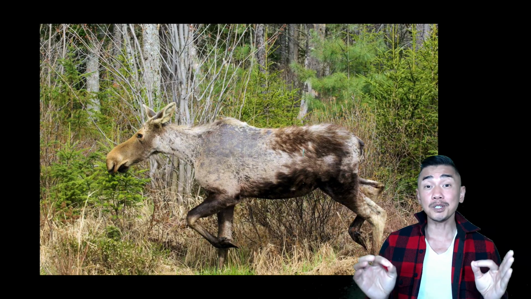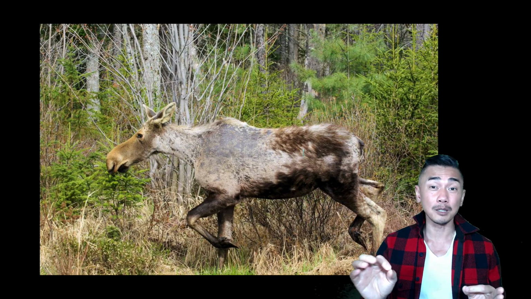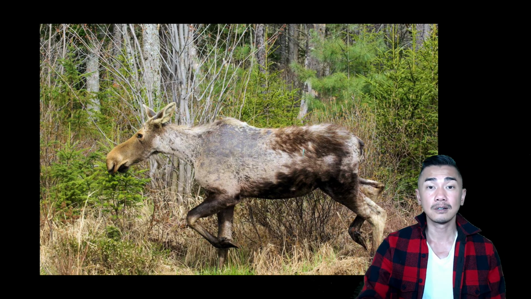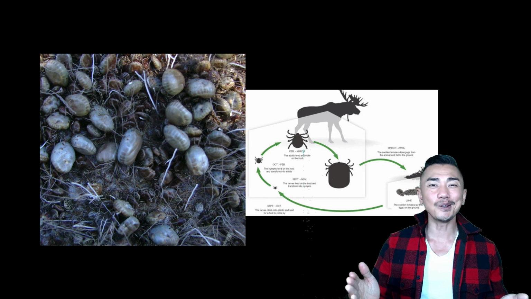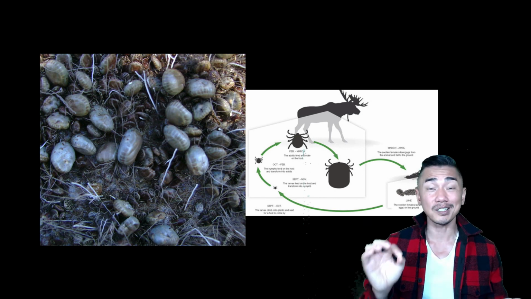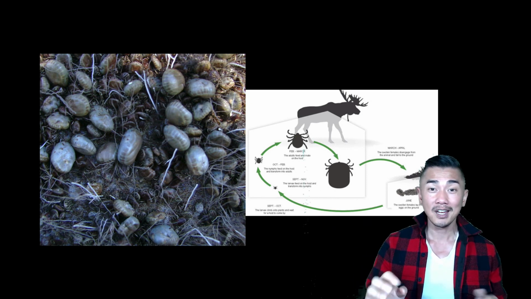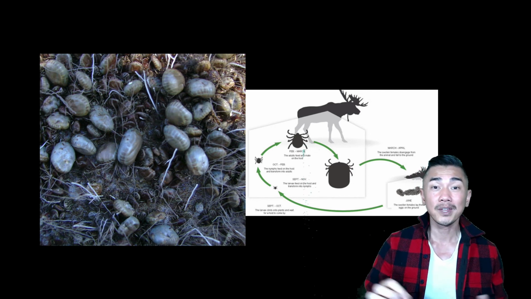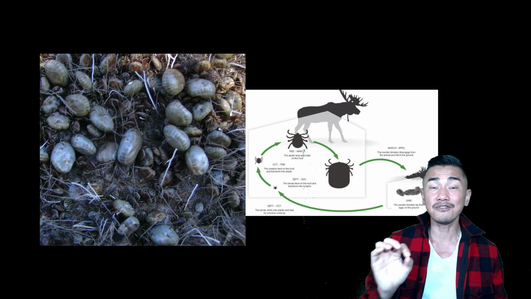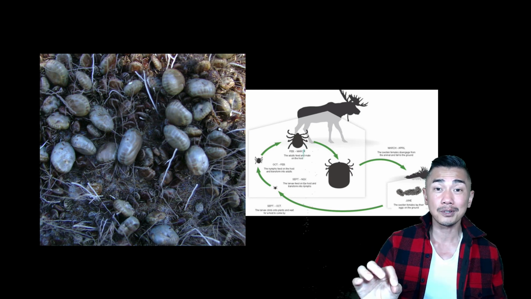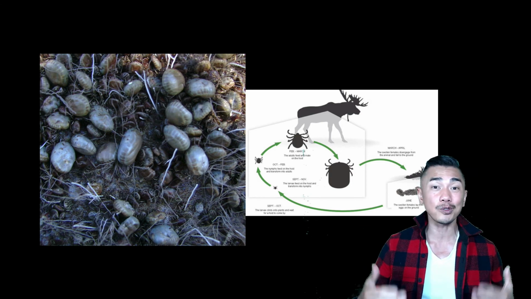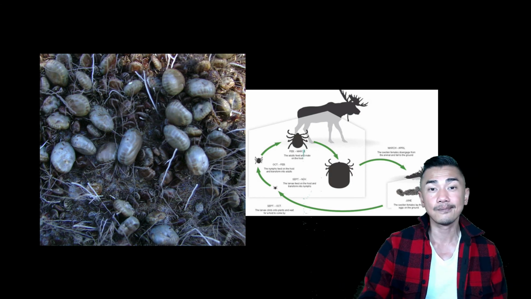This moose is missing fur from parts of its body because it's been rubbing up against trees to remove ticks. The photo on the left shows a close-up of ticks living on the body of a moose. The diagram on the right shows the life cycle of moose ticks. Adult ticks live and feed on the bodies of moose. Eventually, females drop off to lay their eggs and start the cycle all over again.